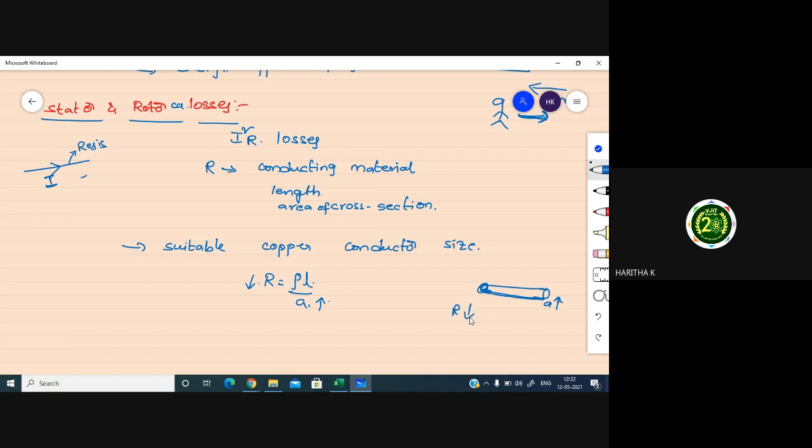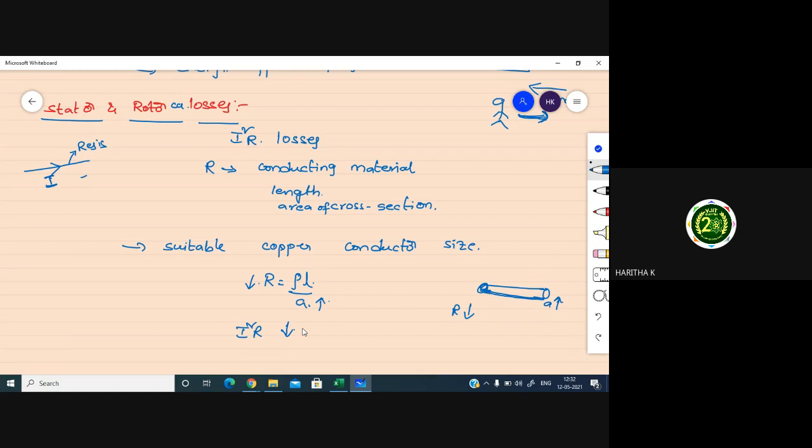Almost in all the industries and commercial applications, we are using industrial induction motors only. In induction motors, the rotor conductors are these bars. It's not like a winding, it will be like a bar. So these are called rotor bars. So if you increase the cross-sectional area of these rotor conductors, then the resistance can be decreased. Thereby, I square R losses can be reduced.